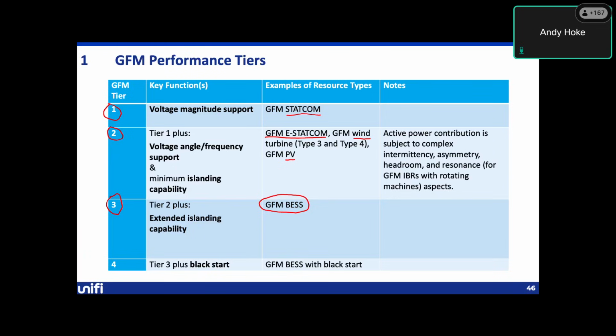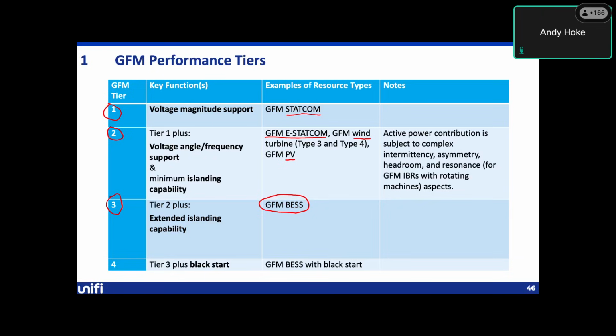This would be a grid forming battery with plenty of energy storage behind it, maybe half an hour up to several hours of energy storage. So that could actually support an island. It can, of course, also provide voltage, angle, and frequency support. So that's tiers 1, 2, and 3, basically based on what the DC source is and what the limitations of that DC source behind the grid forming unit are. And tier 4 basically just adds on black start in addition to what's already in tier 3.